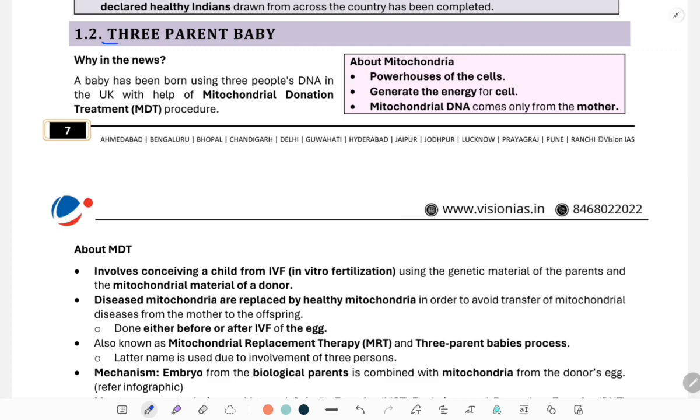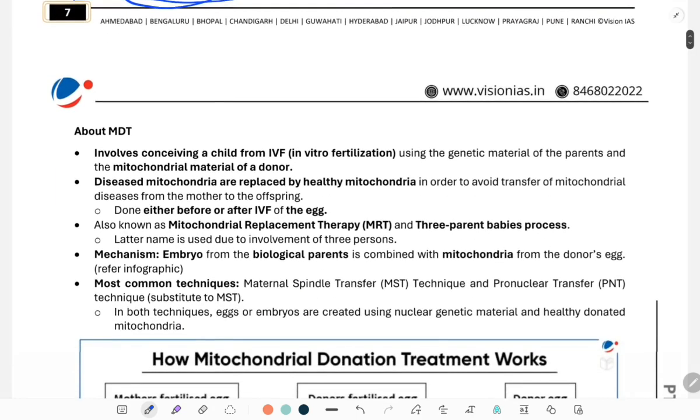Next we'll see topic 3, baby with three parents. Recently in the UK, a baby has been born using three people's DNA with the help of the mitochondrial donation treatment, MDT, procedure. We'll see what this MDT procedure is.